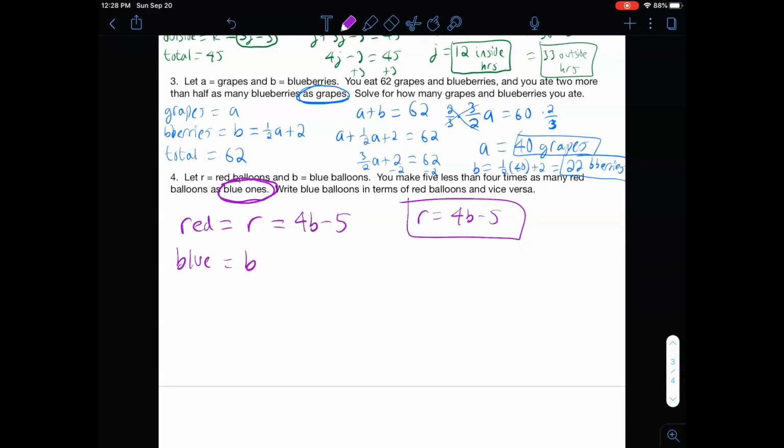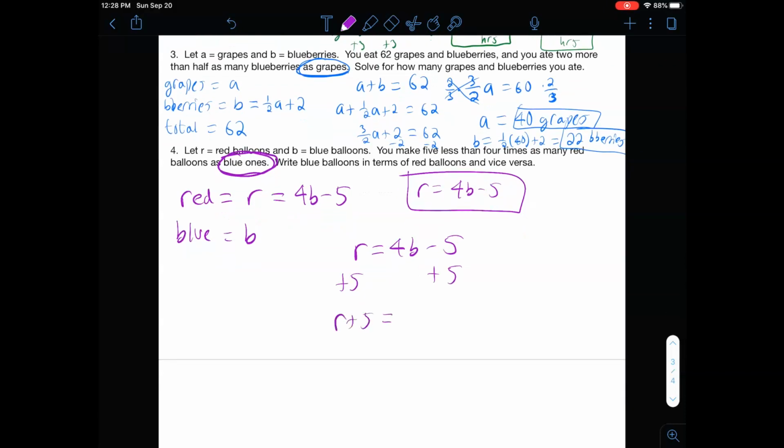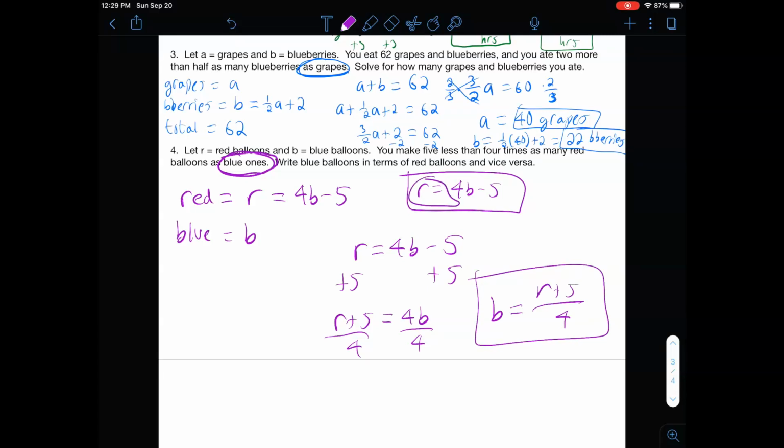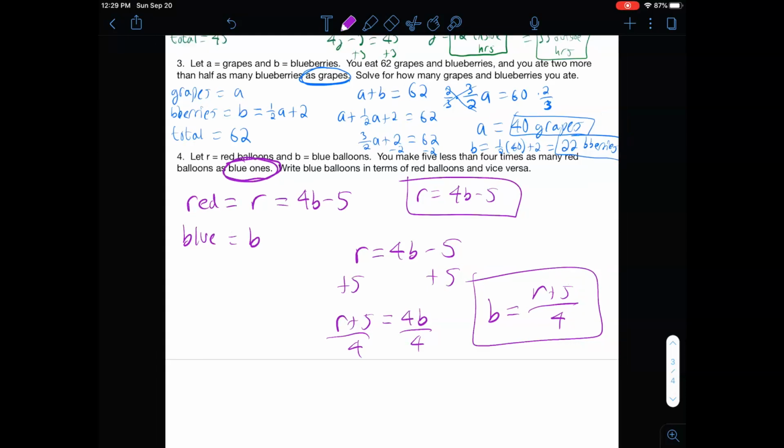Now we're doing vice versa. So how do we do vice versa? Well, we're going to do our solving. So we're going to do R equals 4B minus 5. Now we're going to solve for B. We're going to get B by itself. So how do I get B by itself? What am I going to do first? I'm going to add 5. So now I have R plus 5 equals 4B. Next step is to divide by 4. So B equals R plus 5 all over 4. So now we have R in terms of B, and now we have B in terms of R. Okay, that means using one variable to describe the other variable, right?